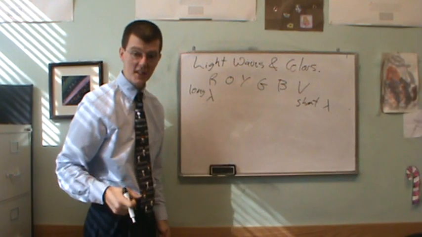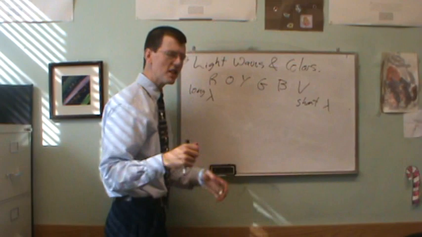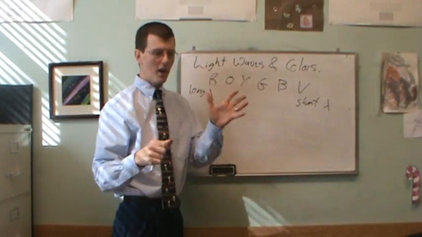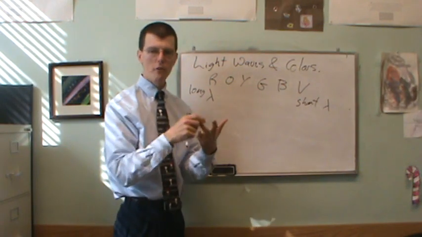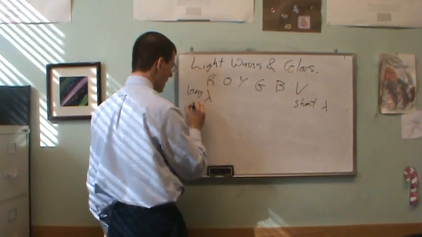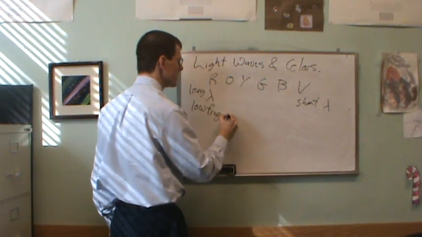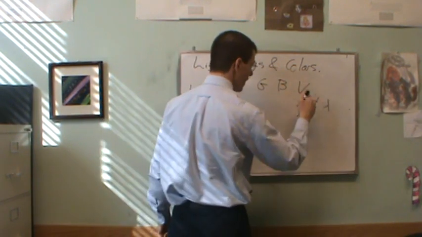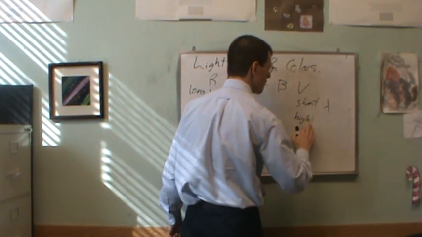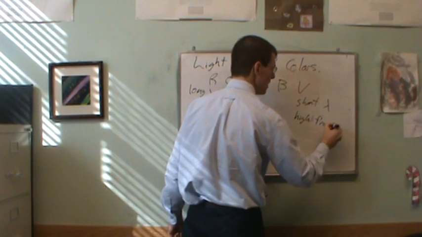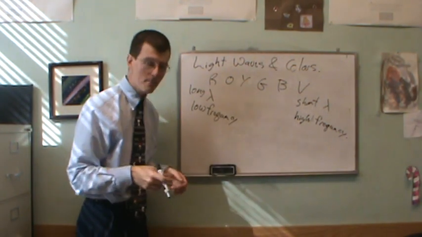All of them travel at the same speed, but they vary from long wavelength over here to short wavelength over there. And since they all travel at the same speed, that also means there's a relationship between wavelength, speed and frequency. So red light is going to have the lowest frequency we can see, the smallest number of hertz, and violet light is going to have the highest frequency we can see with the eye.